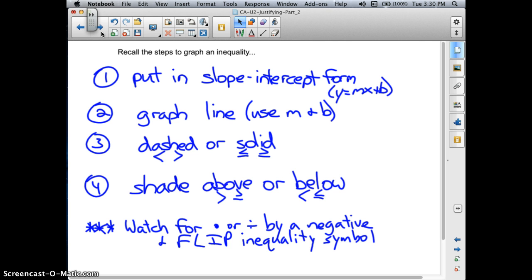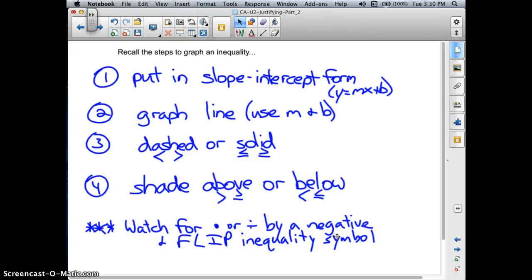We also looked at the steps, and so on this screen is a recap of the steps to graph an inequality and the rules for solid and dashed lines and shading above and below. At the bottom here is also a reminder to watch for if you're putting it in slope-intercept form. Step 1, if it's not already in slope-intercept form, you have to be careful. If you multiply or divide by a negative, you have to flip the inequality symbol. So less than becomes greater than, or greater than becomes less than.